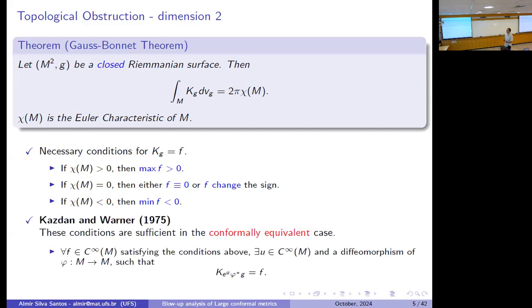In '75, Kazdan and Warner, in one of their papers, proved that if you satisfy this condition, then this condition is sufficient for the existence of some metric which is conformally equivalent. In the conformally equivalent case, that is, if you satisfy this condition, then there is some function and some diffeomorphism such that this metric has f as the Gaussian curvature. So the conformally equivalent case is completely solved by this work.